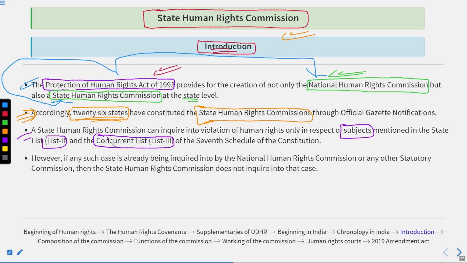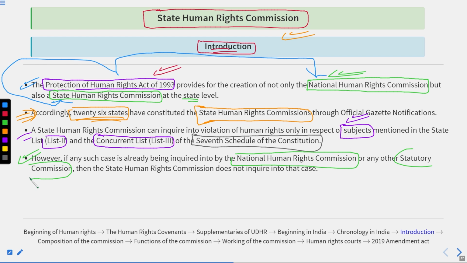So when we talk about the State Human Rights Commission, they could take up the violation of human rights only in respect of the subjects that are mentioned in the State List or in the Concurrent List. And these lists are basically provided under the 7th Schedule of the Constitution. Got it? However, if any such case is already being inquired into by the NHRC, or you can say National Human Rights Commission, or any other statutory commission, then the State Human Rights Commission does not inquire into that case.